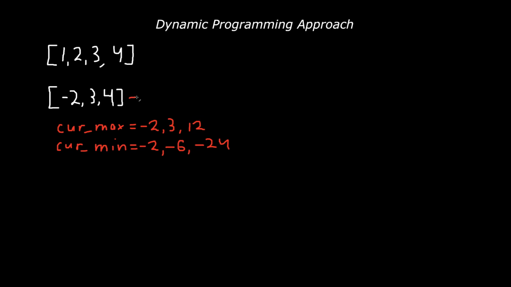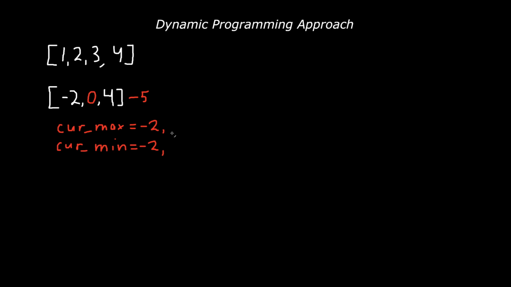Now let's add another negative value to our array, for example negative 5. And as you remember, when we get a negative value in the array, we need to switch current max and current min. So current max will become negative 24 and current min will be 12. Now we will do the same calculations as we did before, and current max will become 120 and current min will be minus 60. And once again, current max is our correct maximum product.